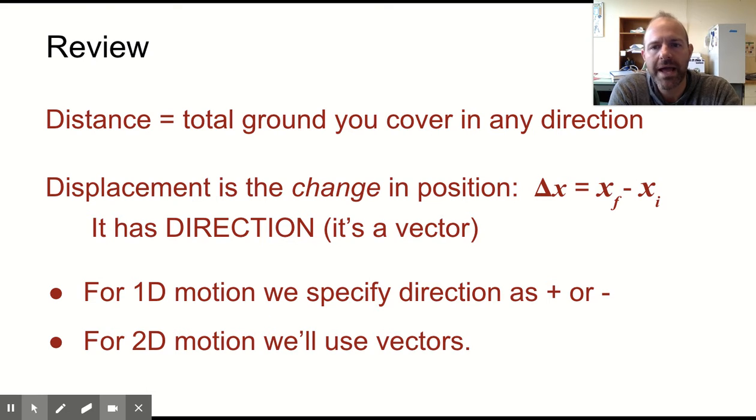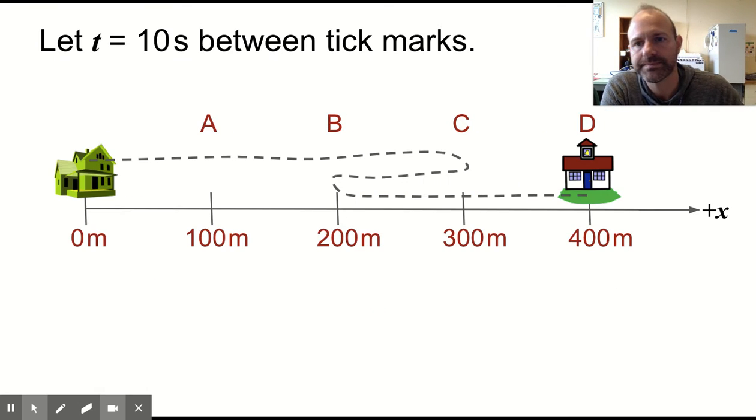To recap all of this, the distance is the total ground you cover in any direction. Displacement is the change in position, and it has direction information because it's a vector. For one-dimensional motion, positive and negative is enough to specify direction. But you could also choose to say forward, backward, north, south, left, right. Positive and negative is usually what we use. And for 2D motion, we have to use a more formalized vector.